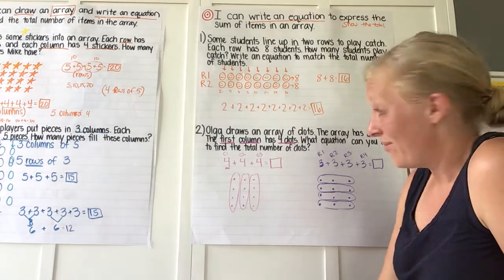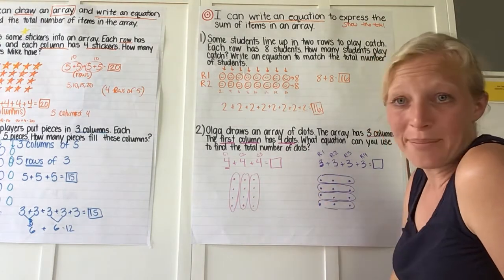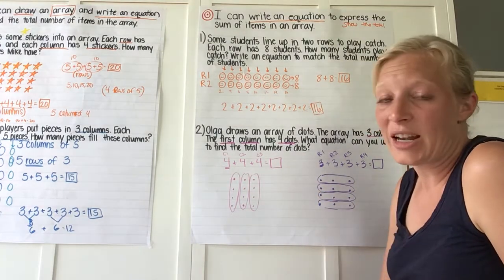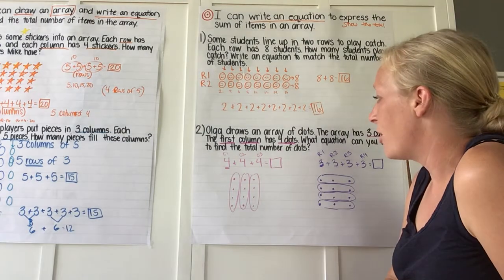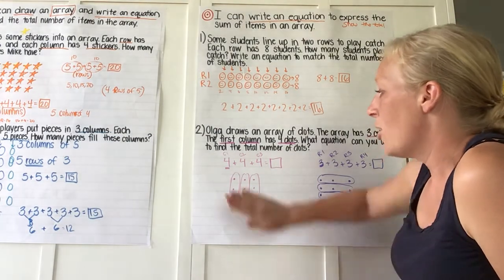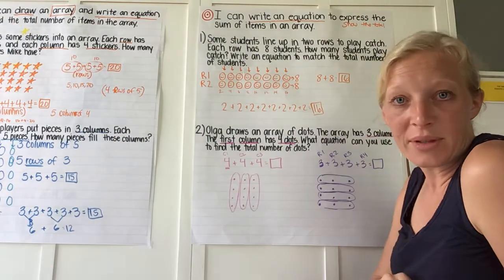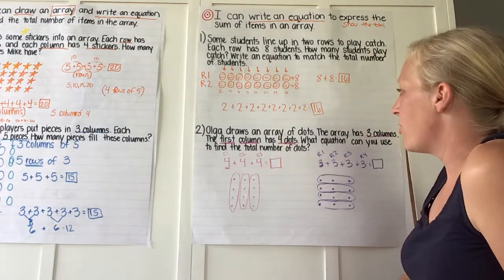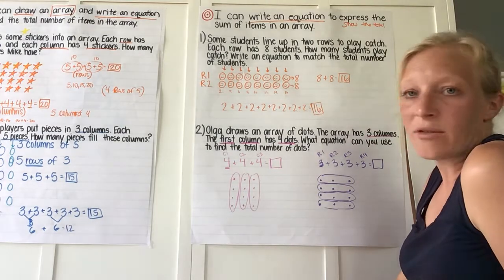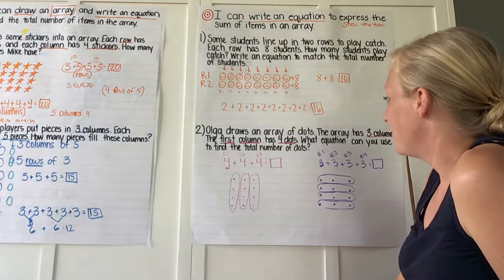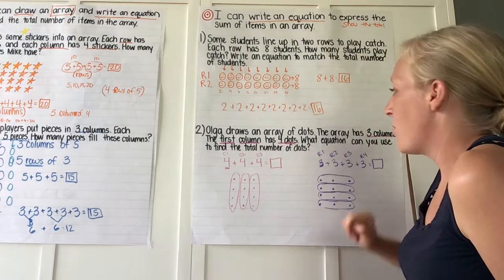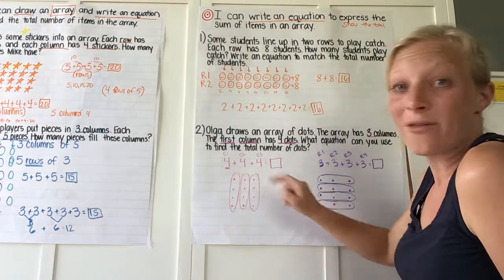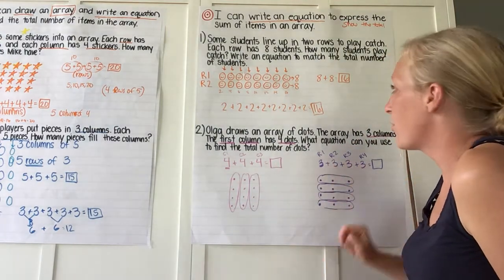So when we look at these 2 arrays, are these arrays any different? Oh, they both look exactly the same. But how are we writing an equation to help us solve them differently? One, we're focusing on the columns. One, we're focusing on the rows. What do you notice about the numbers from the story? 3 and 4. There's 3 4s. There's 4 3s.